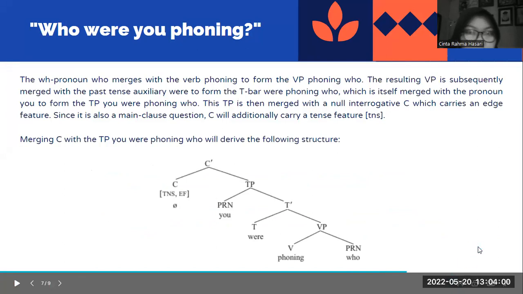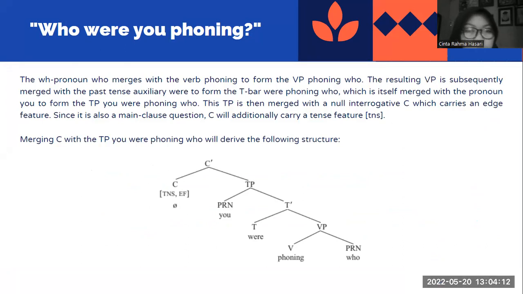Now we can illustrate how the H feature analysis of WH movement works by looking at this sentence. Who were you phoning? The WH pronoun who merges with the verb phoning to form the VP phoning who, and the resulting VP is subsequently merged with the past tense auxiliary were to form the T-bar were phoning who, which is itself merged with the pronoun you to form the TP you were phoning who.